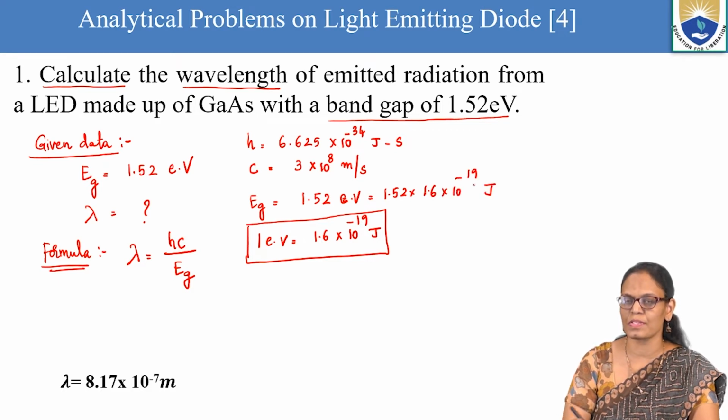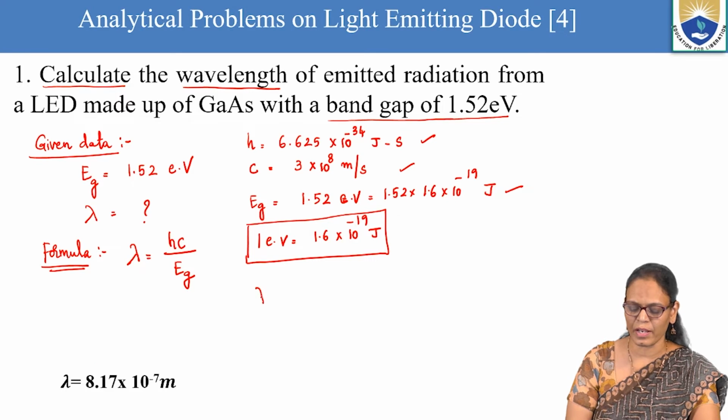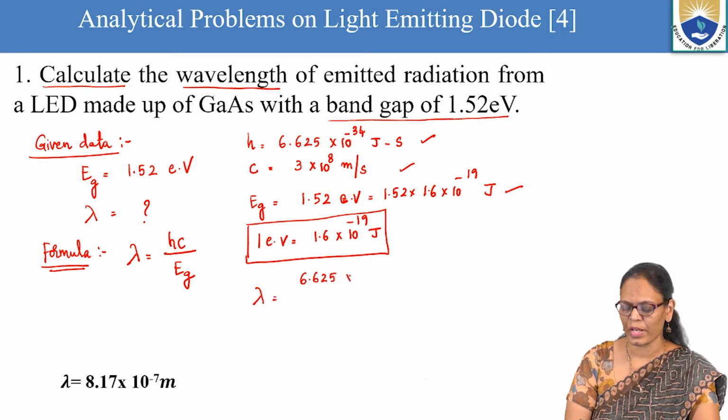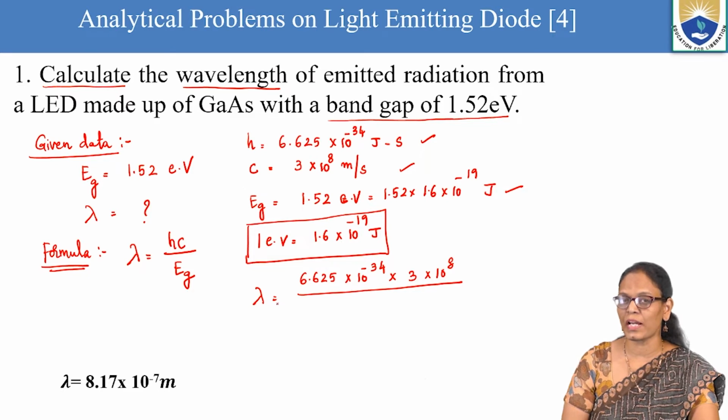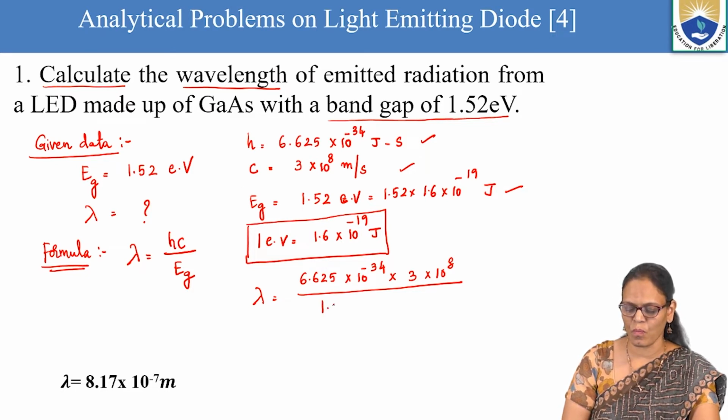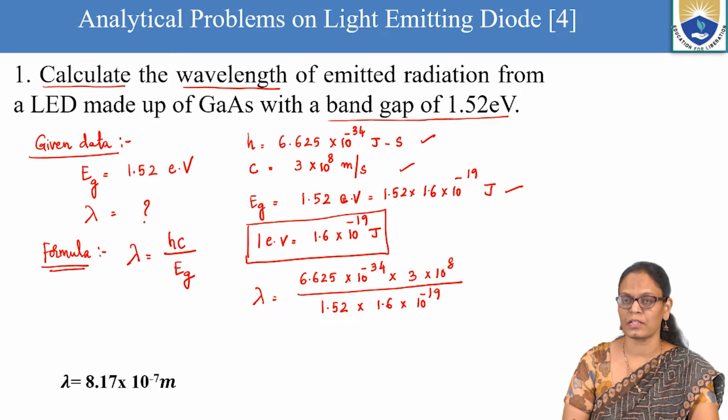This will be in joules. So we have H, C and Eg. It is now direct substitution to get lambda. So lambda is equal to 6.625 into 10 power minus 34 into C, that is 3 into 10 power 8, upon Eg in joules, so 1.52 into 1.6 into 10 power minus 19.